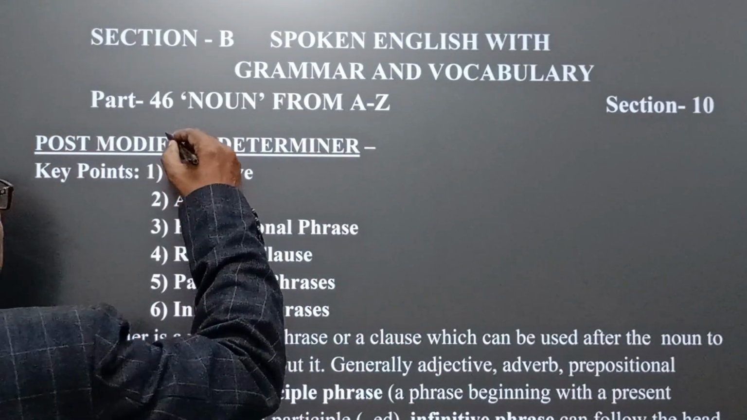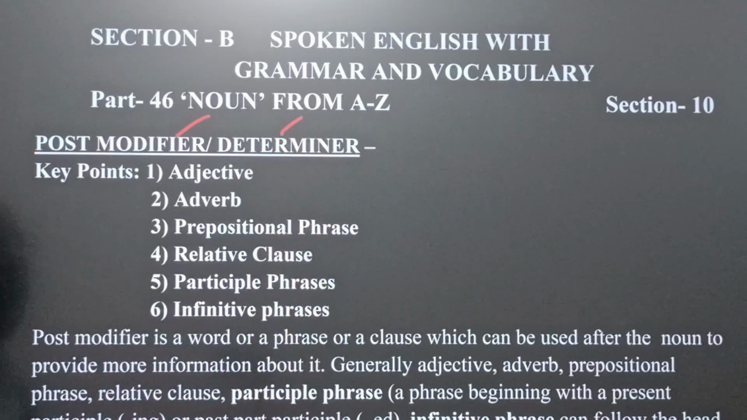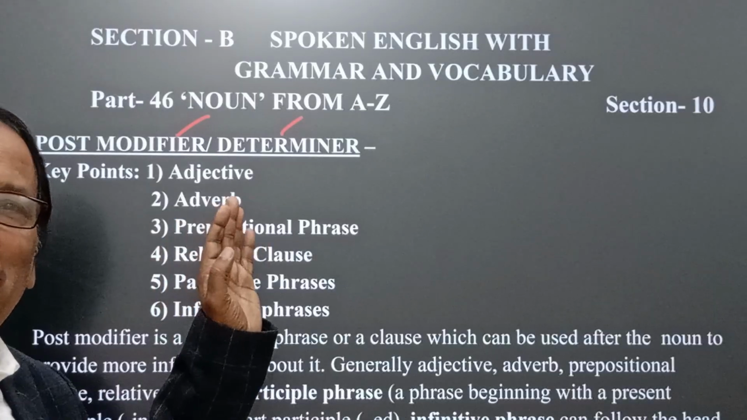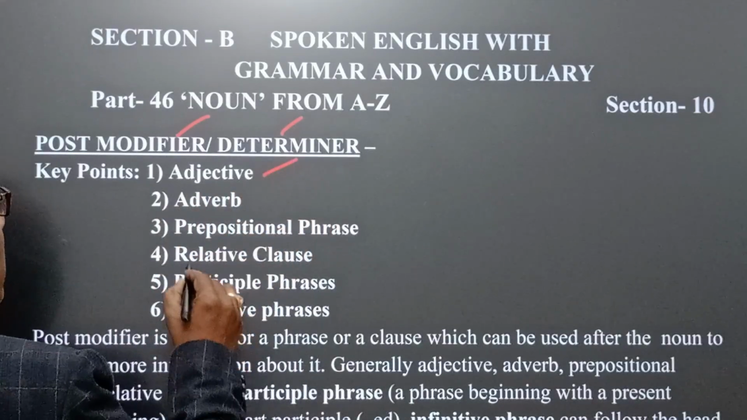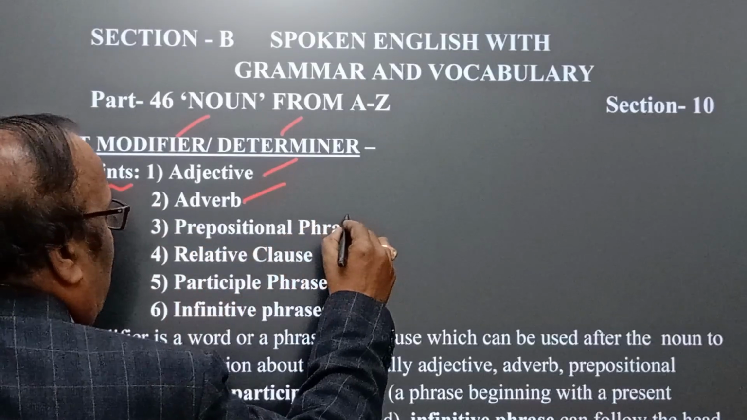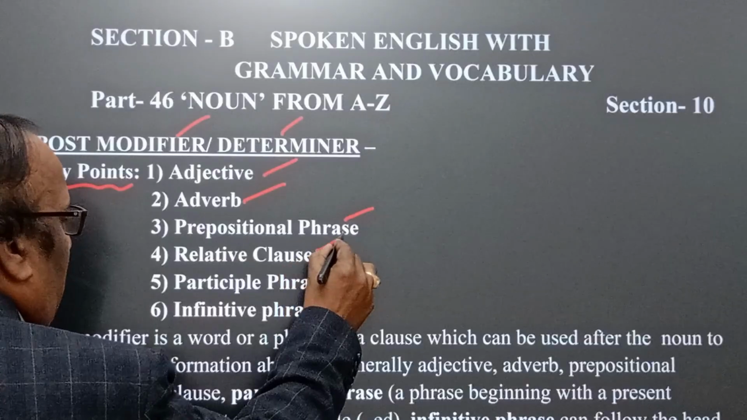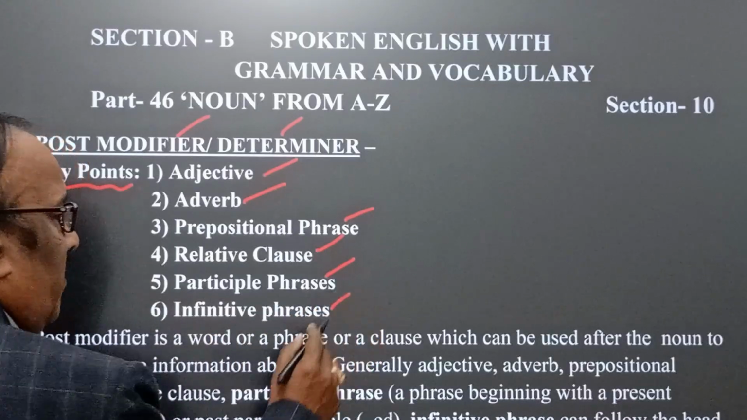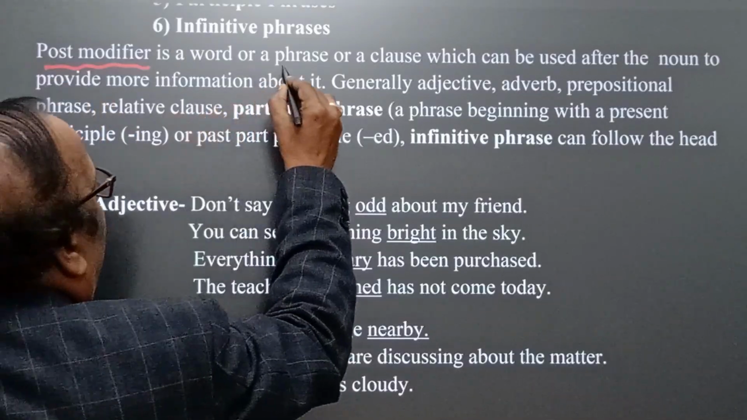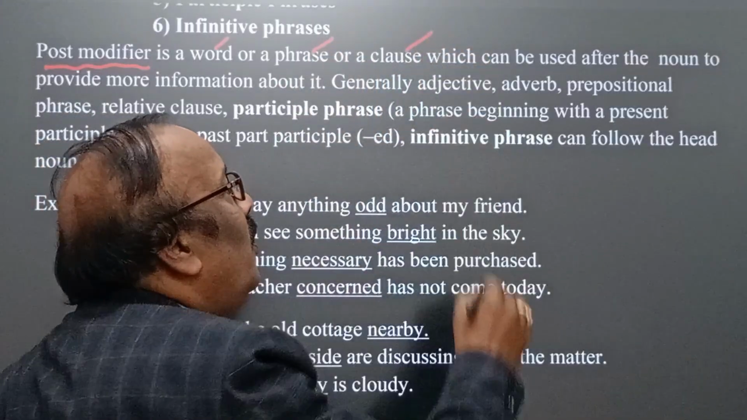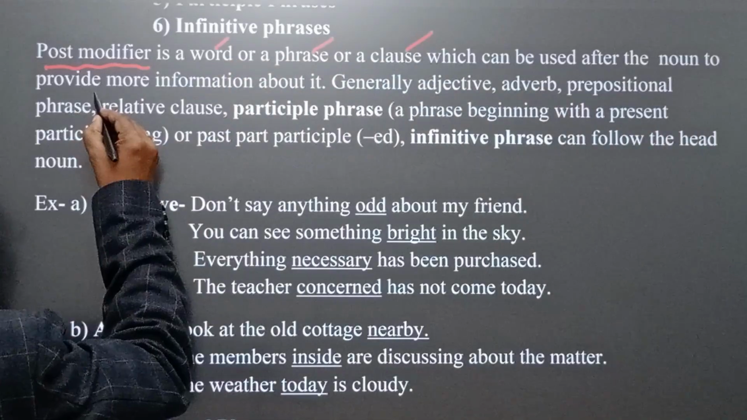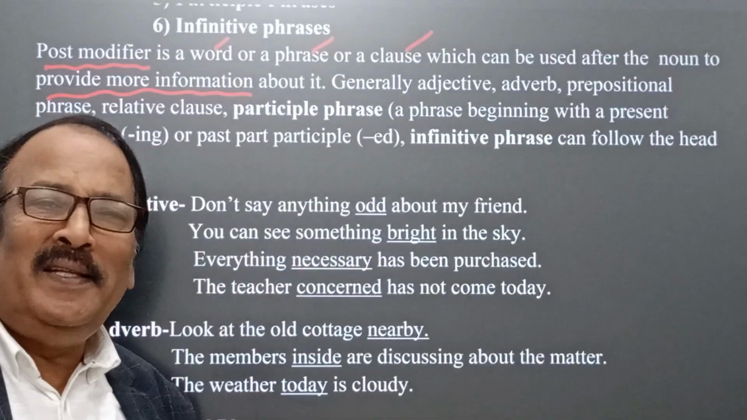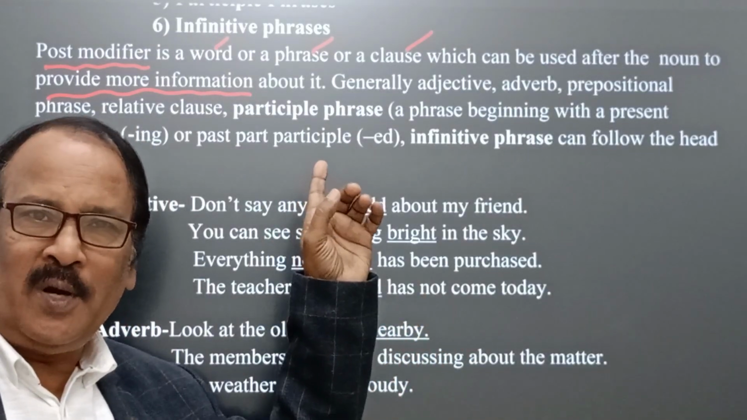Here, post modifiers or determiners. These 6 points are the key points which are used as post determiners. First, adjective. Second, adverb. Third, prepositional phrase. Fourth, relative clause. Fifth, participle phrase. And sixth, infinitive phrases. A post determiner is a word or a phrase or a clause which can be used after a noun to provide more information about it. This is the nature of a post determiner.